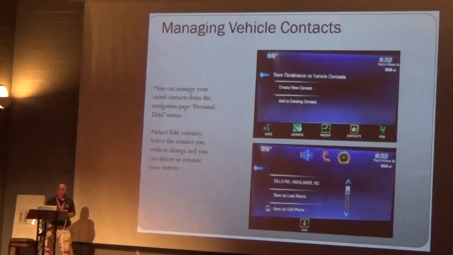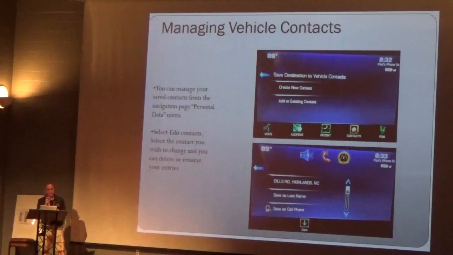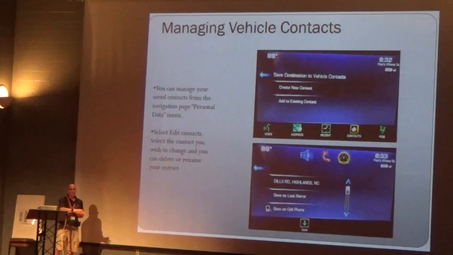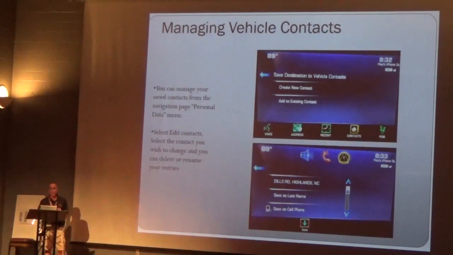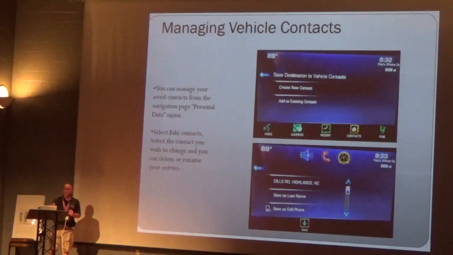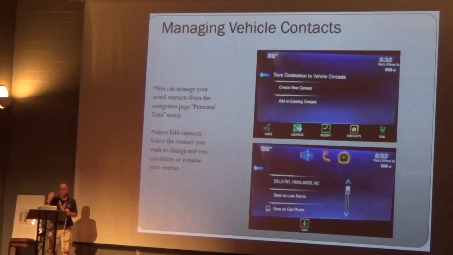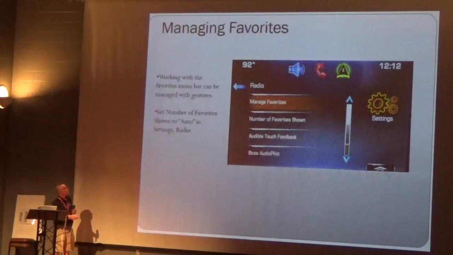You can manage vehicle contacts slightly differently. This is a little confusing for folks because you manage favorites from one location, you manage vehicle contacts from another location. The main reason for that, favorites are multi-mode. So basically you go to the main menu to manage favorites. If you want to manage vehicle contacts, they are saved generally through the navigation system or via the telephone system. So you go to that subsystem to manage those. So simply select the menu, select Edit Contacts, and scroll down the list, select the contact that you want to edit, and then you'll be able to delete or rename your entries there.